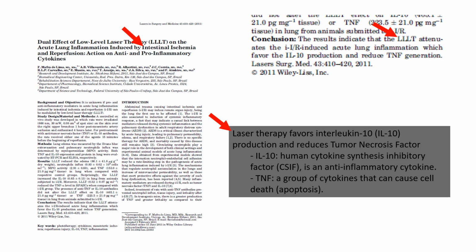That's why the term photobiomodulation is so good, because in this case, laser therapy attenuates the acute lung inflammation. It favors production of interleukin-10, which is an anti-inflammatory cytokine, while at the same time decreasing the amount of tumor necrosis factor, reducing tumor necrosis factor, which is a group of cytokines that cause programmed cell death. So again, applying laser therapy immediately after this type of injury.